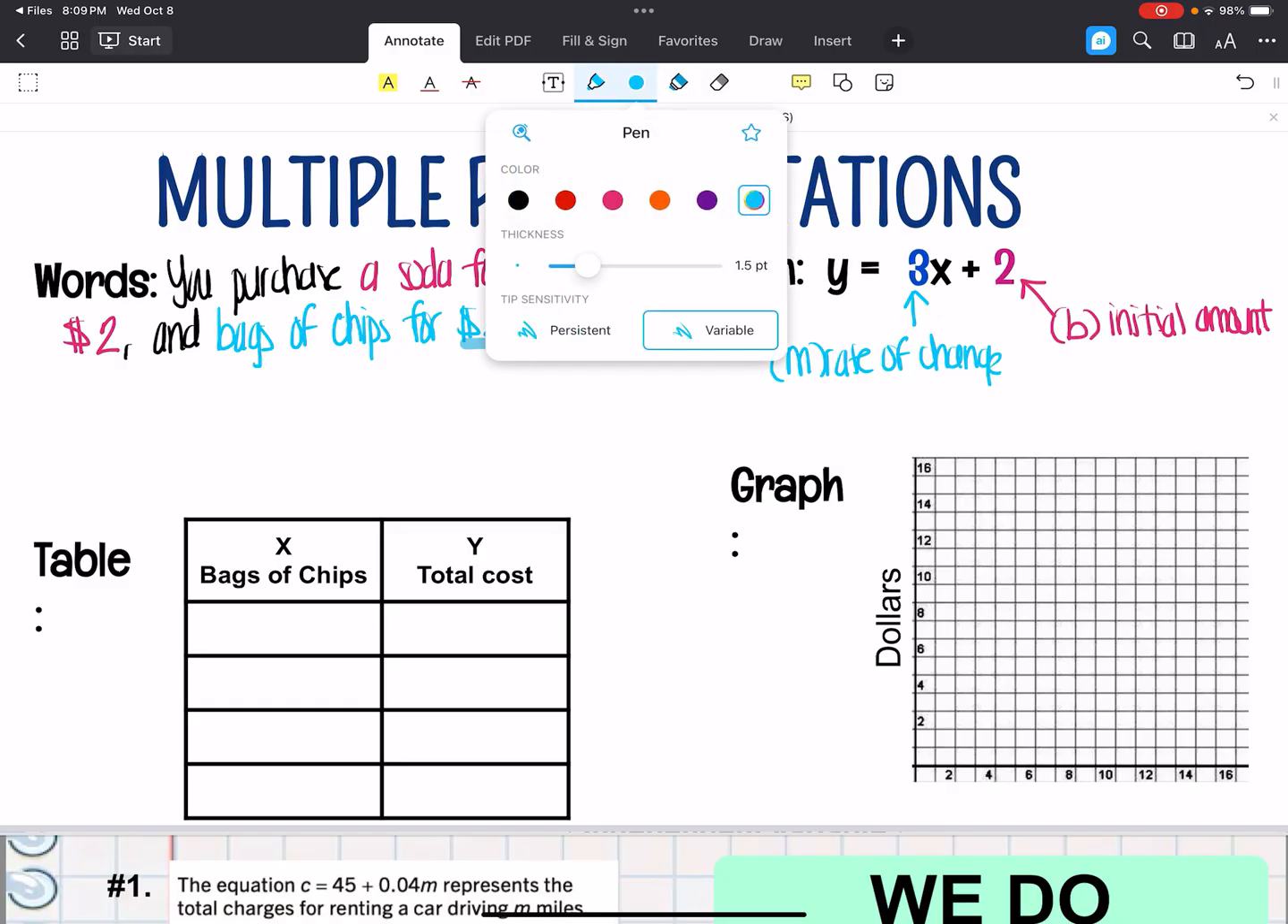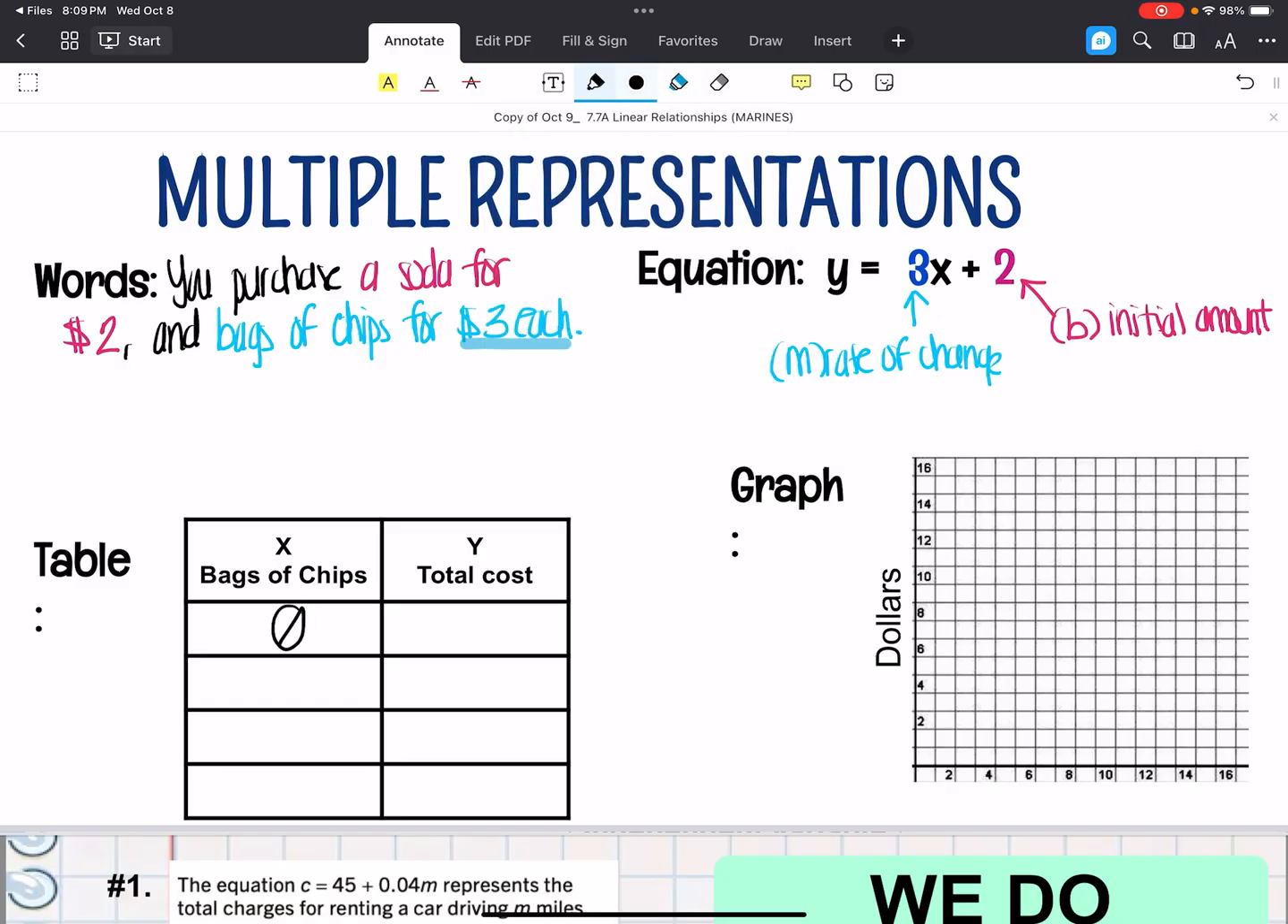Okay, so let's set up our table. Say you decide to buy 0 bags of chips. Well, you're still going to spend $2 on that soda, giving us our y-intercept, our initial amount. When x is 0, y is 2. Now, let's say you want to buy 1 bag of chips, hence your rate of change of 3. For 1 bag of chips, you're adding $3 to your total, now making it $5.